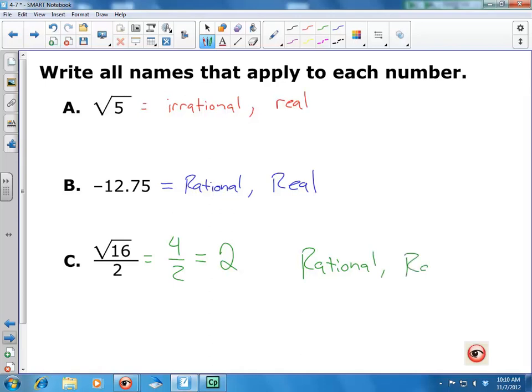Well, because a rational number can be written, remember, as a ratio, which could be 4 over 2 or 2 over 1 or something like that. But what else? Yes, it is an integer. What else?